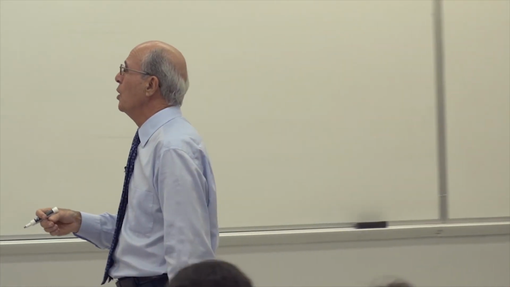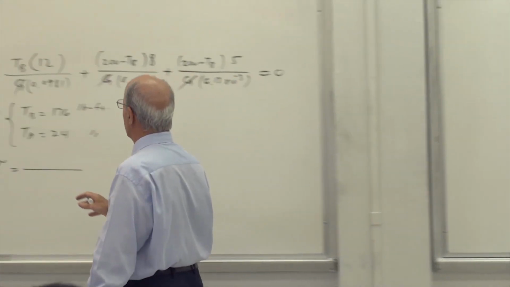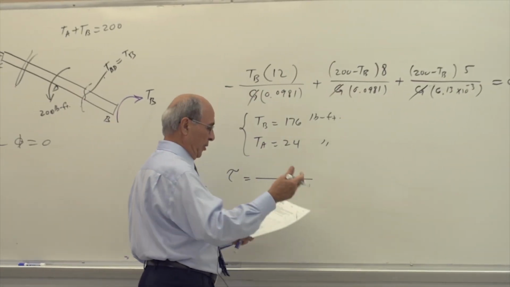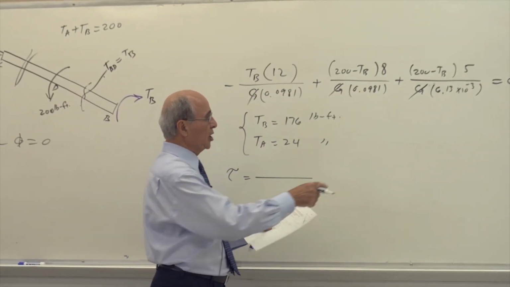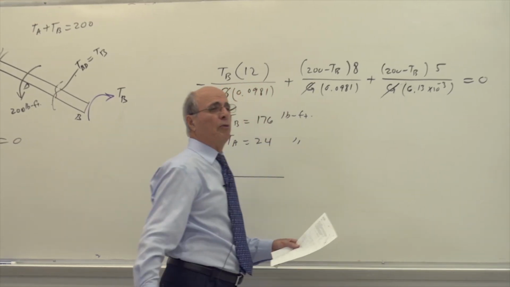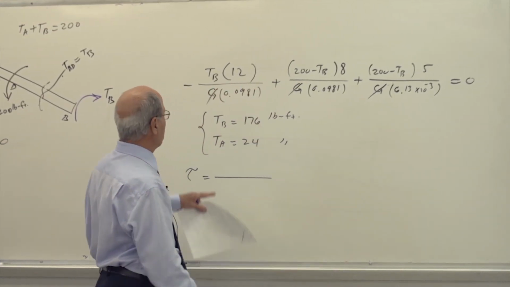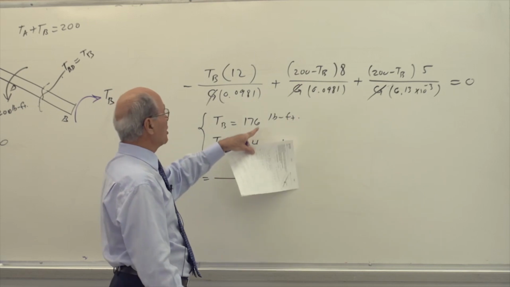Now, what you do, you change when you are calculating stresses. Some of you did. Still look at your homework. You change the J to the foot to the power of 4 instead of changing this one, T. This is pound-foot.